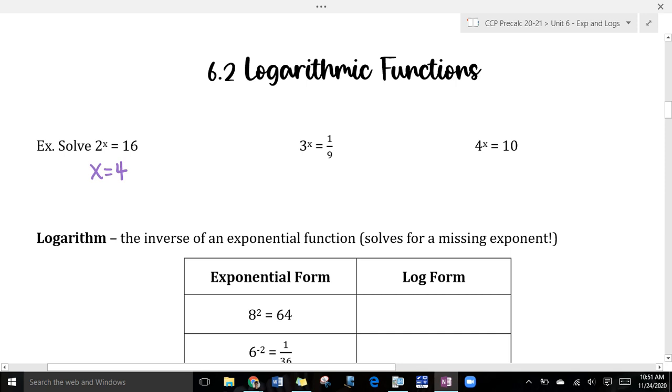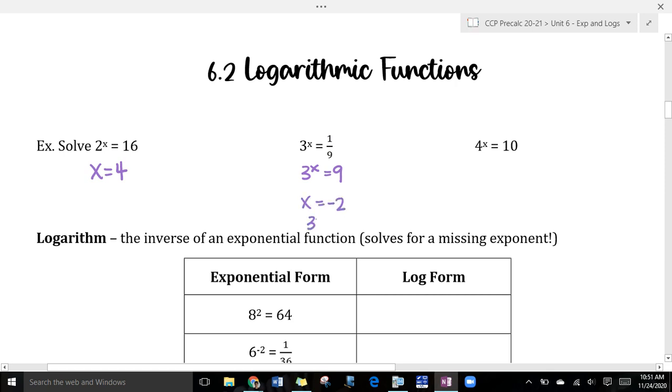So what about 3 to the x, or 3 to a power is 1/9? Now, if you remember anything about exponents, remember to create a fraction using an exponent, your exponent must be negative. So I know my answer is going to be a negative number because there's a fraction. So then all we have to do is think really about 3 to what power is 9? And hopefully we all know that's 2 because 3 squared is 9. Just to account for the fraction, we'll make it negative 2.